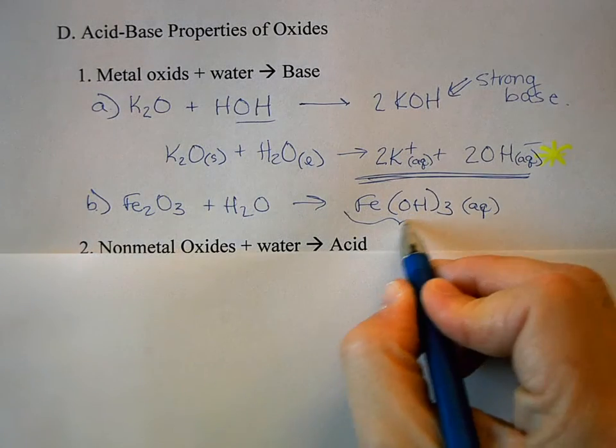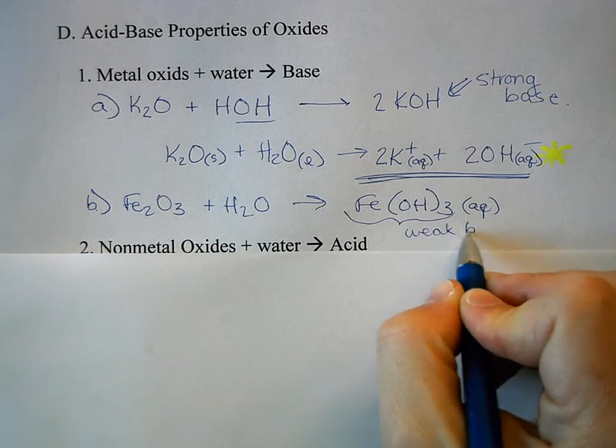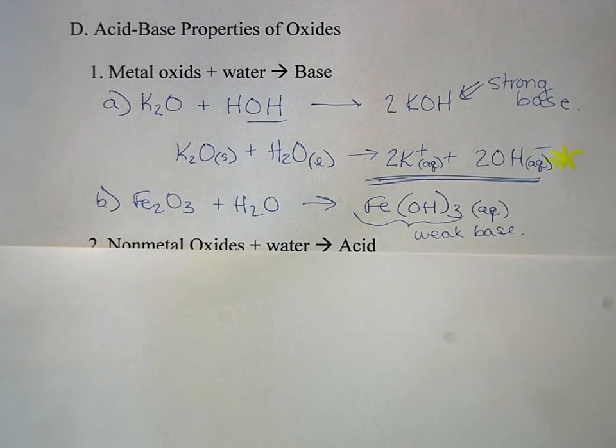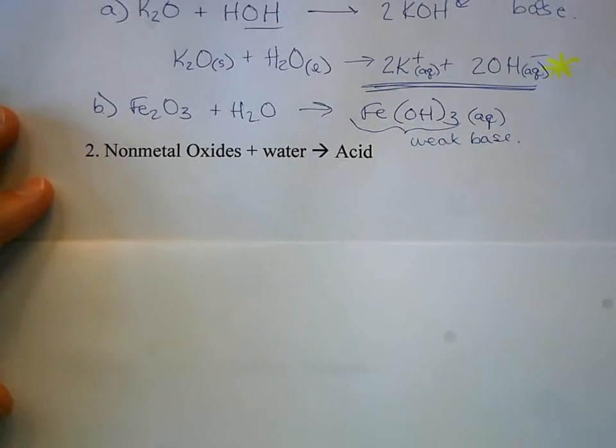Okay, this is a weak base. We know this to be not one of the strong bases that you have memorized. So since it's a weak base, when you're writing out the equations, you leave it just like that. You don't dissociate it because most of it is going to stay together.